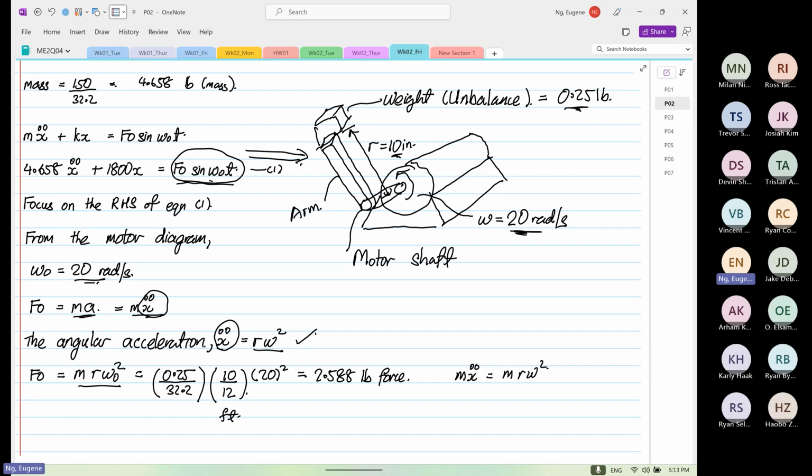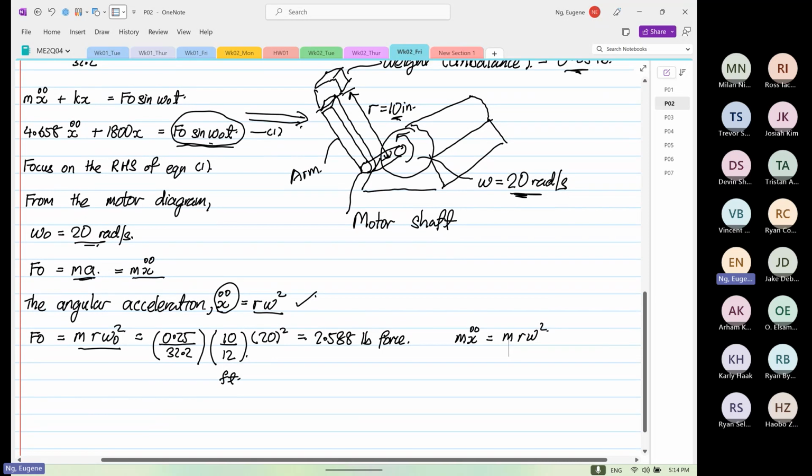But wouldn't this be divided? Oh, okay. Wait. So you substituted this with F0. Yeah. Okay. You okay now? Okay. Sorry, I did not understand what you're highlighting on. Okay. Right.